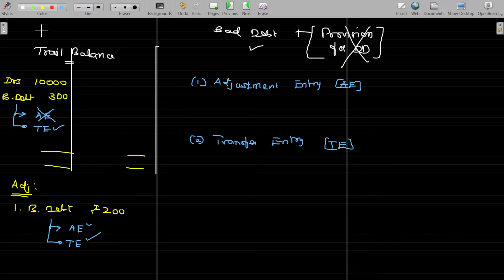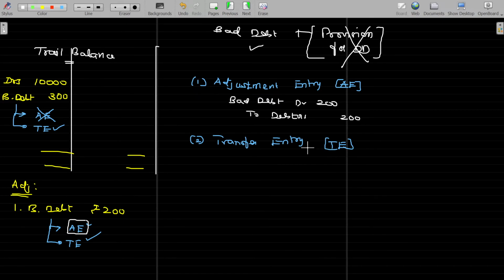We don't have an adjustment entry for the bad debt given in the trial balance, only for the bad debt in the adjustment. So the entry being: bad debt account debit to debtors, this value being 200.